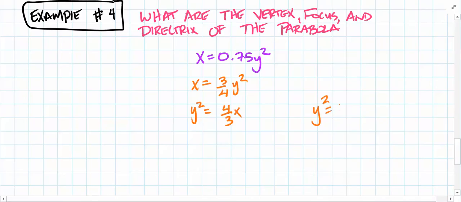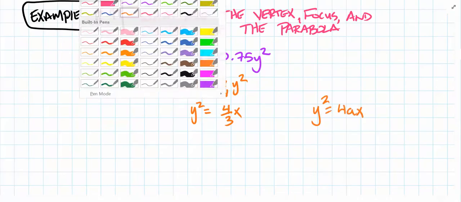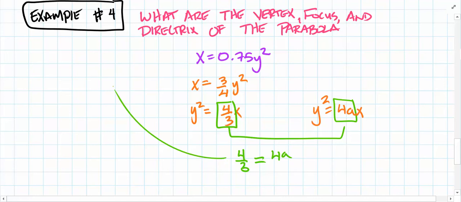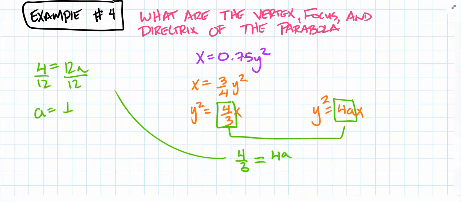So let's go back to here and write down y squared equals 4ax. Now do a little comparison here. 4/3 is the same thing as 4a. So how are we going to get the value of a? We're going to set these two equal to each other. So 4/3 is now equal to 4a. So far so good. This tells me that 4 is now equal to 12a, when you multiply both sides by 3. Then I'm going to divide by 12 on both sides. So that means that a is equal to 4 divided by 12, which is 1/3. And so a is equal to 1/3.